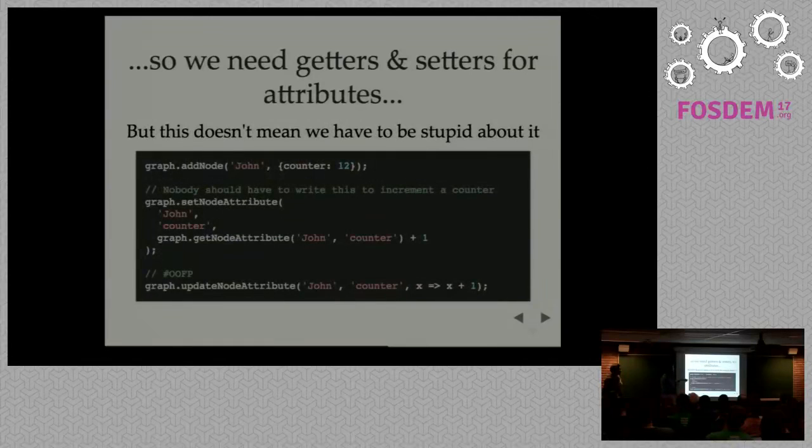Nobody should have to write this kind of thing, to increment a counter, say graph set node attribute for this key, for this counter equals graph get node attribute. It's silly. So we went with an OOFP approach, object-oriented functional programming, which is update the node attribute and just pass some functions to apply the change.